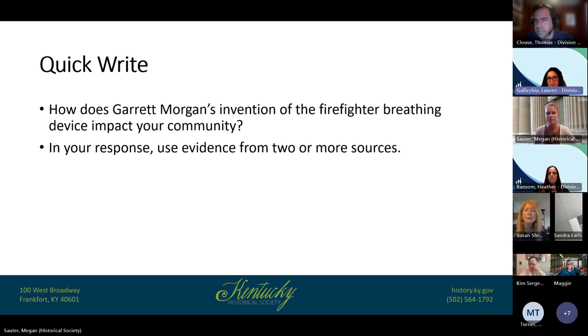Kim shares, knowing that firefighters have access to these devices now, as I saw in the advertisement in the second source, tells me that we are safer in our community because our firefighter will be able to rescue us just like the man did in the black and white picture. Thomas shares, the firefighting breathing device impacts my community because this technology is still used today to help firefighters in my community, as seen in the description of the modern device. Perfect.